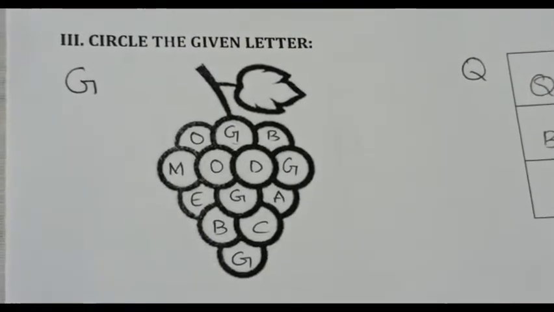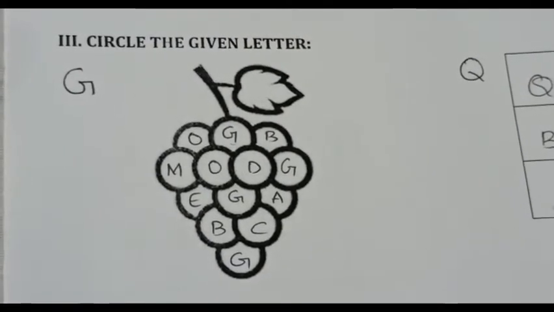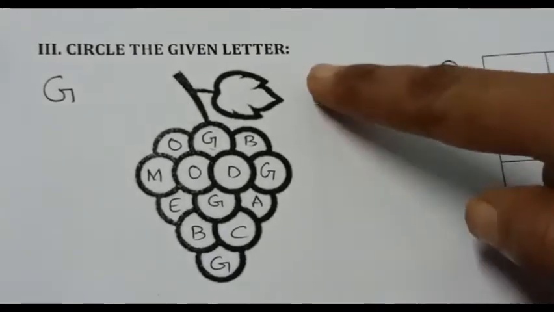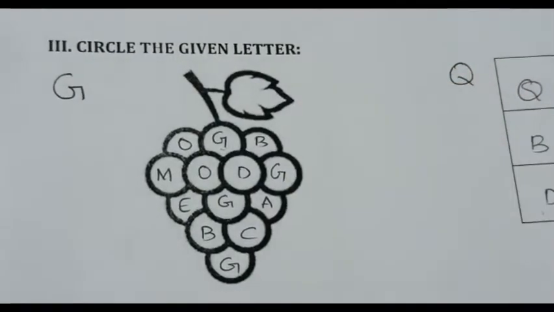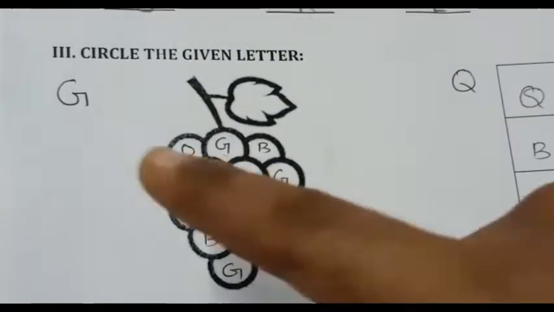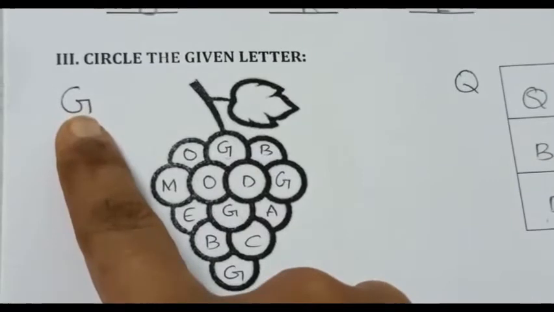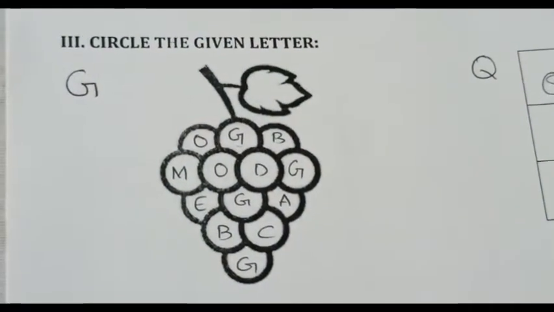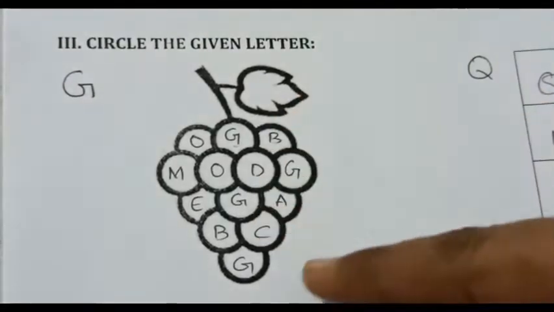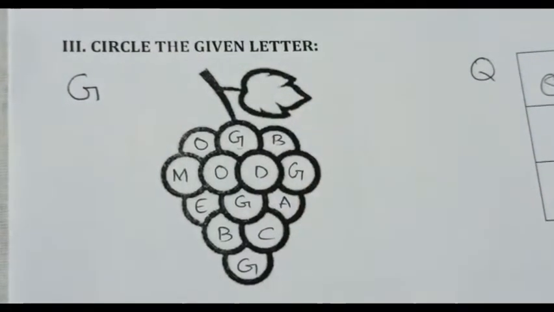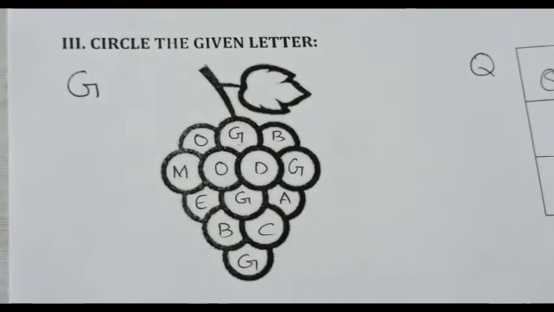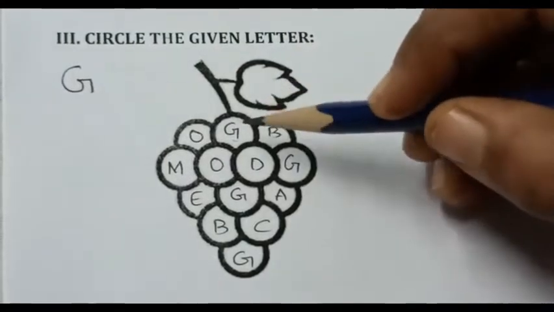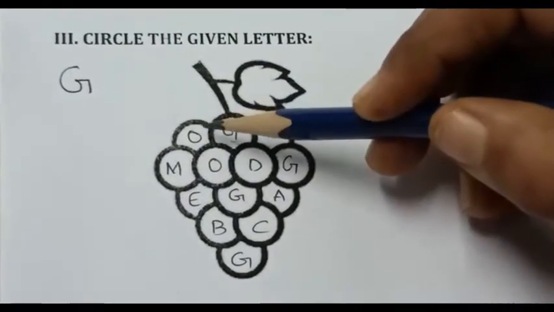Hello children, in today's session we'll be doing this section, circle the given letter. Okay, so can you see which letter is given? It's letter G. So we are going to find letter G and circle it in this given image. Okay, let's do it.